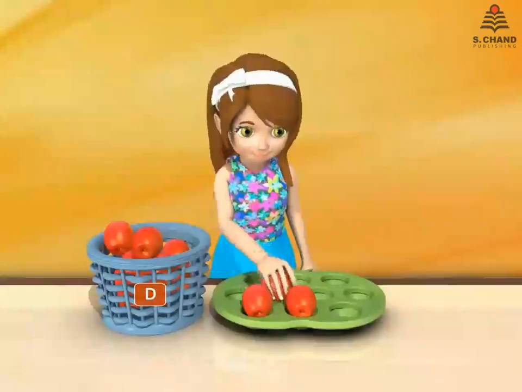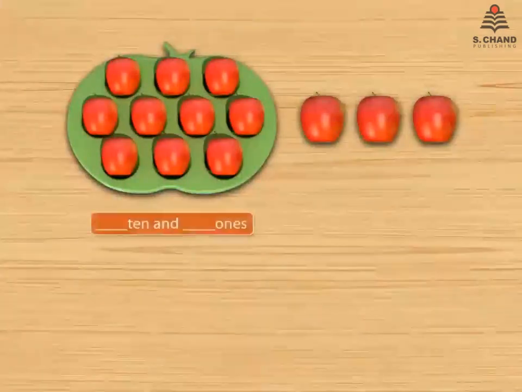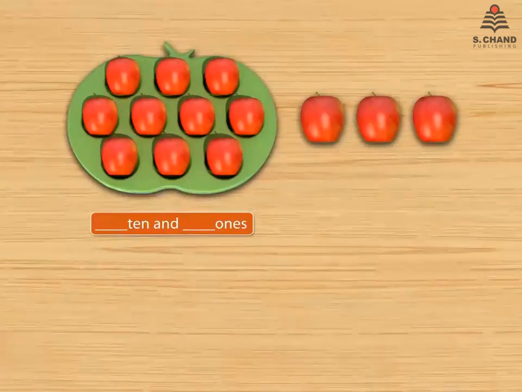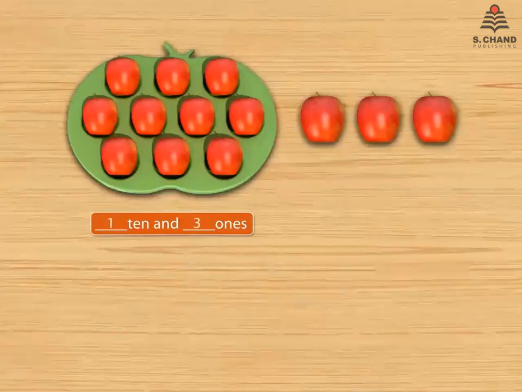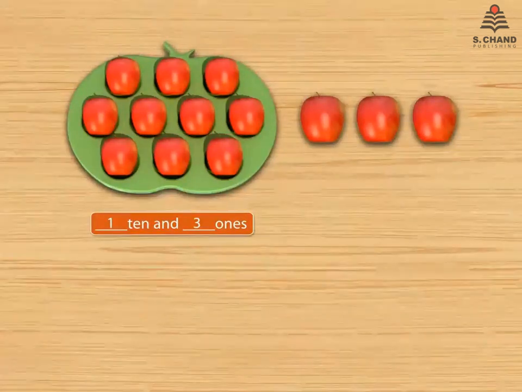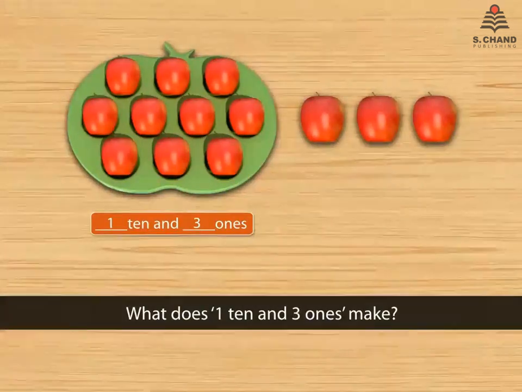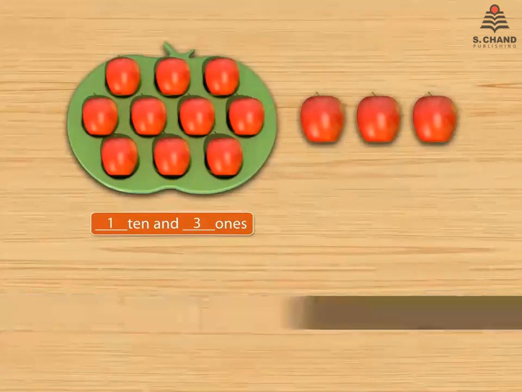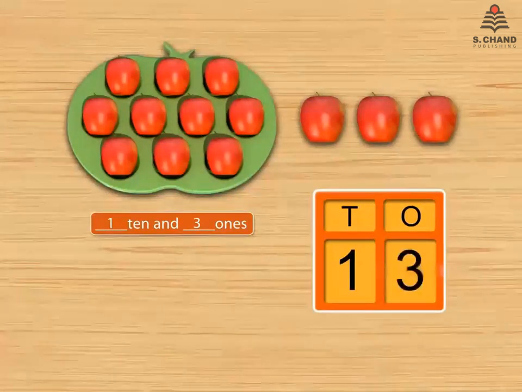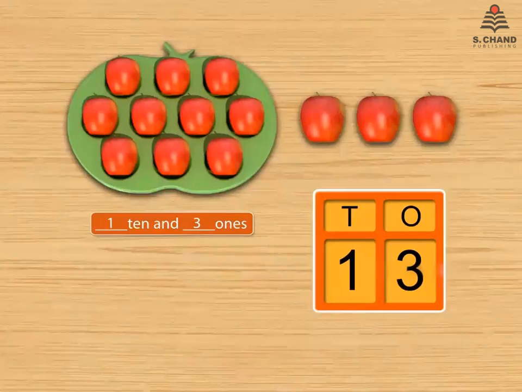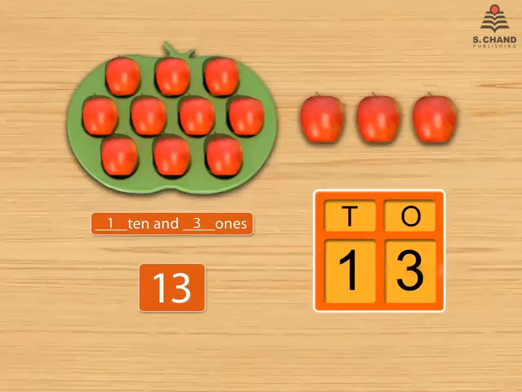Here are the apples from the last basket. How many tens and ones do they make? That's right. There are 1 ten and 3 ones. What does 1 ten and 3 ones make? Placing 1 in tens place and 3 in ones place, we get 13. So 1 ten and 3 ones make 13.